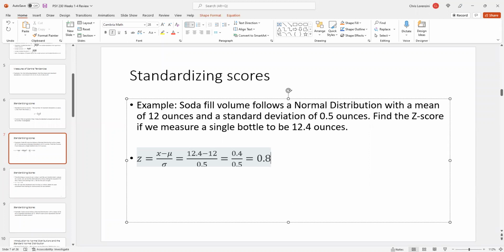What that means is that a measurement of 12.4 ounces falls 0.8 standard deviations above the mean. If my z-score is positive, that means it falls above the mean. If my z-score is negative, that means it falls below the mean. As we can see, 12.4 is greater than 12, so it should fall above the mean, and it's not quite a full standard deviation, 0.8 standard deviations. Questions on that?